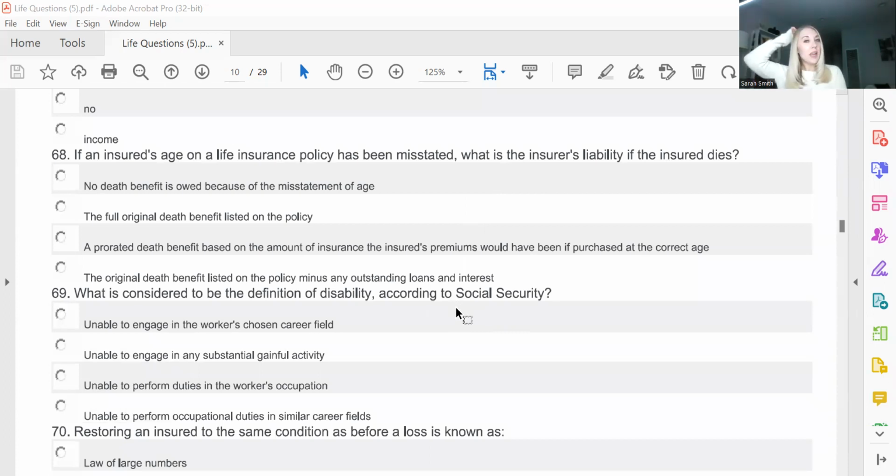If an insured's age on a life insurance policy has been misstated, what is the insurer's liability if the insured dies? So there's no penalty for this. They're just going to change the amount of coverage. So a prorated death benefit based on the amount of insurance the insured's premiums would have been if purchased at the correct age. They're just going to adjust it to what it would have been anyway.